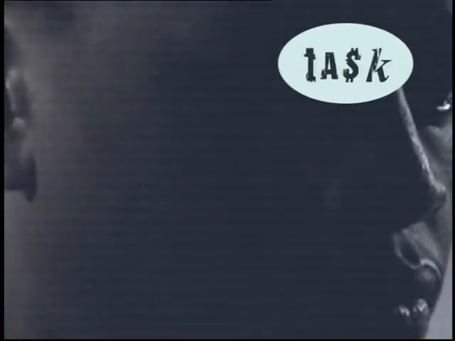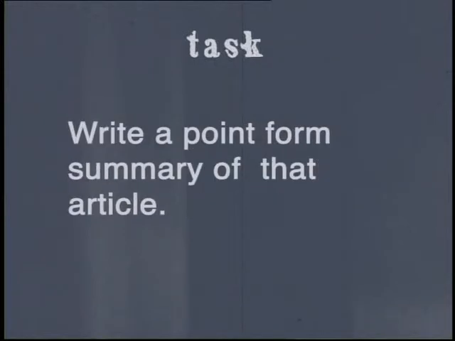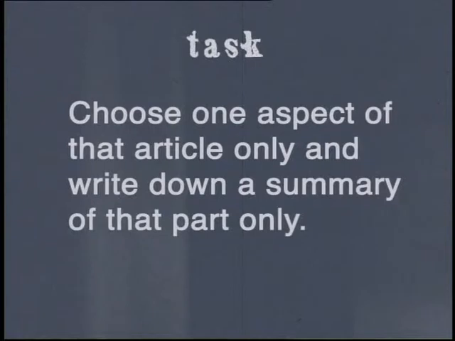Now you're going to write your own summaries. Look in the newspaper and find an article which interests you. Write a point form summary of that article. When you do this, follow the steps which you have learned today. Choose one aspect of that article only and write down a summary of that part only. You now know how to write a point form summary and a selective summary. Remember, you must use your own words and always check to see that you've included all the important information.